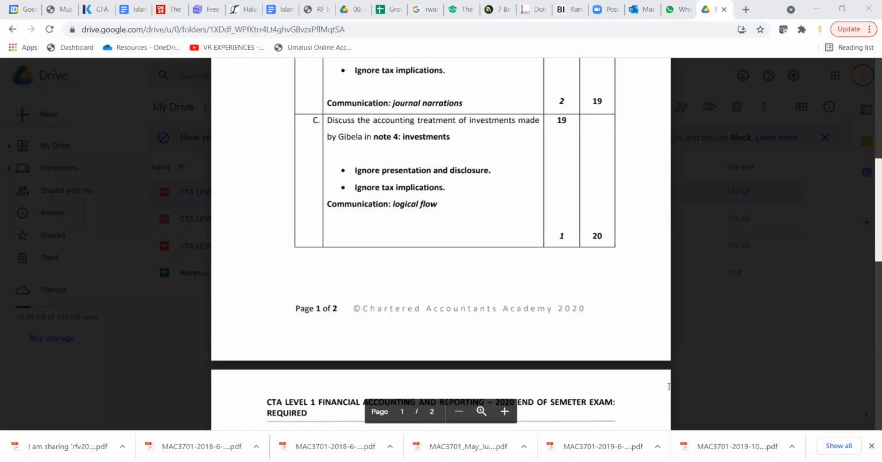Okay, so I'm going to switch. Okay, I got it open. I'm going to share my screen. Okay, so you should be able to see my screen.